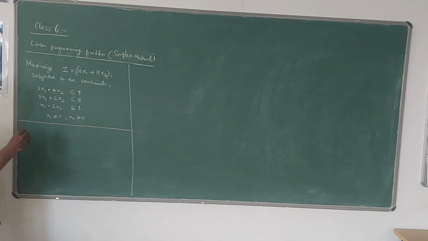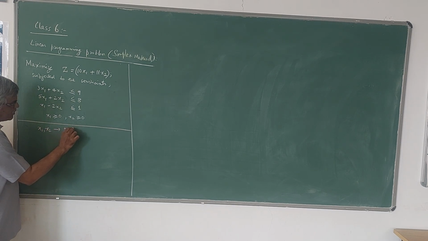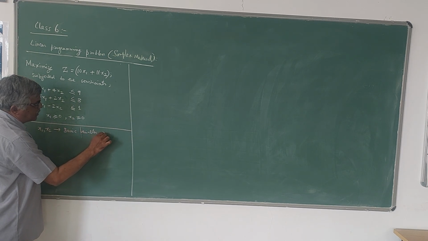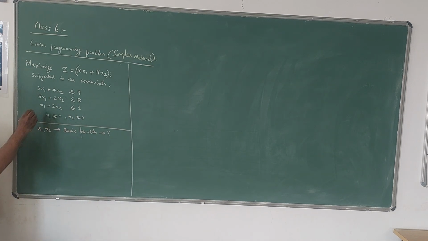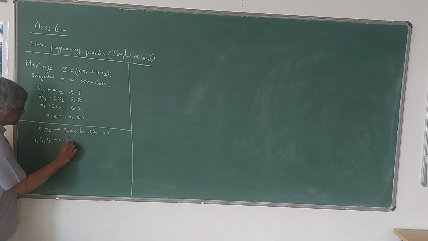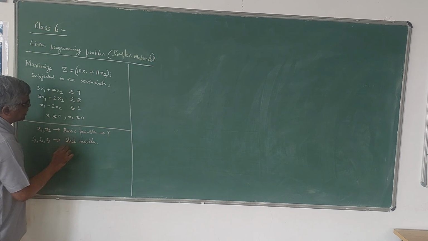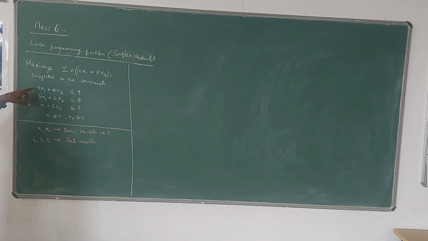Here x1 and x2 are called basic variables. Of course, we have to find those values here. To solve the problem, we have to introduce some other variables called slack variables. I am going to denote them as S1, S2 and S3. The number of slack variables depends on the number of constraints. There are 3 constraints here, so we have to introduce 3 slack variables.